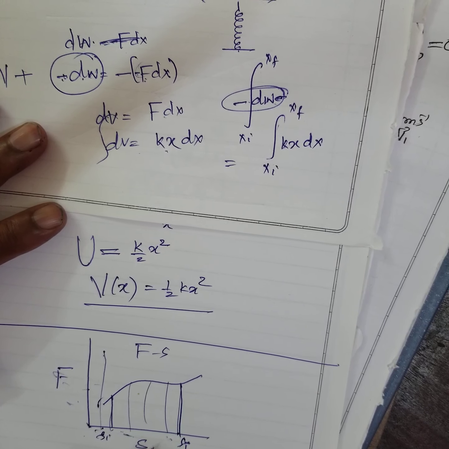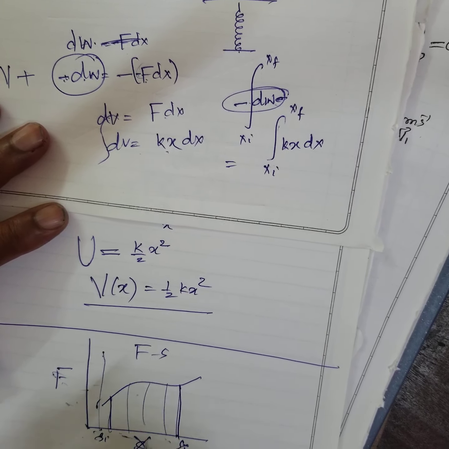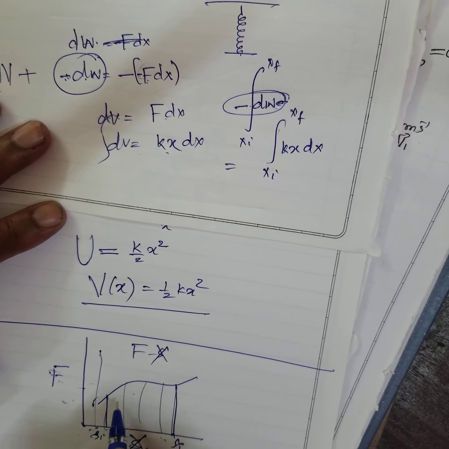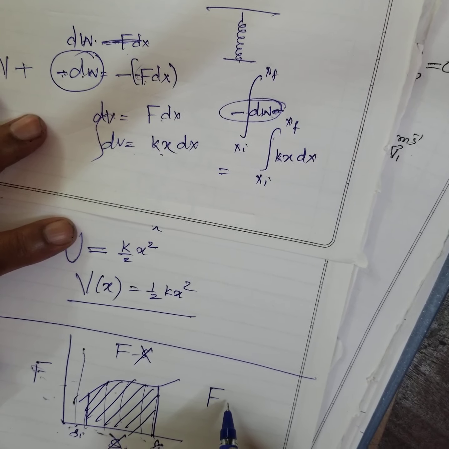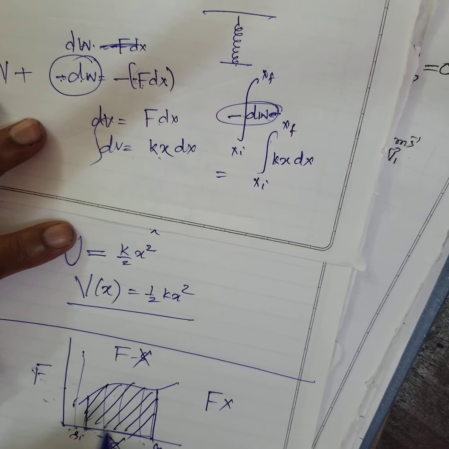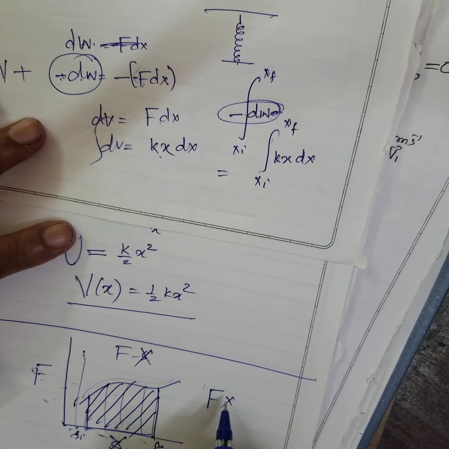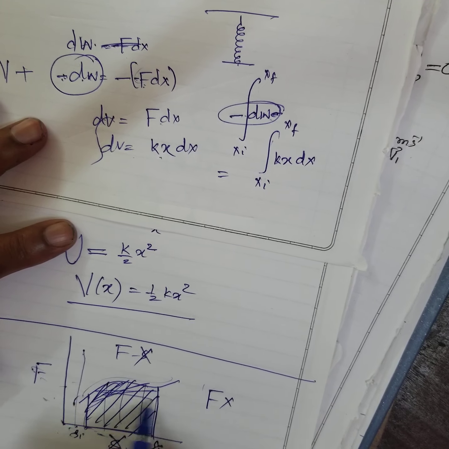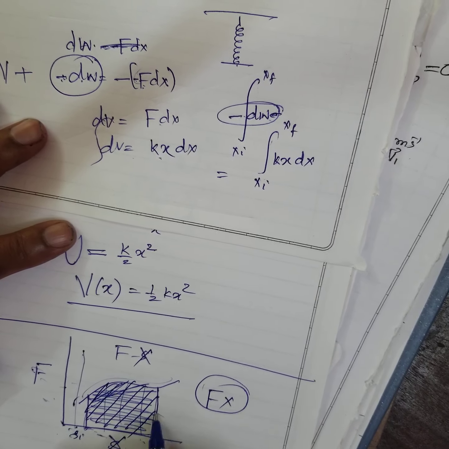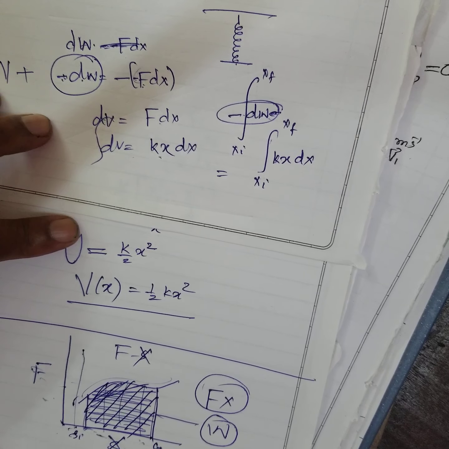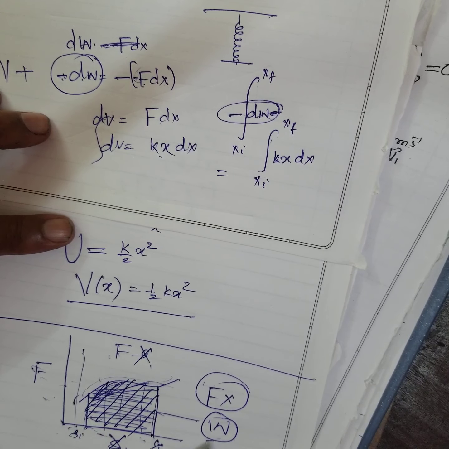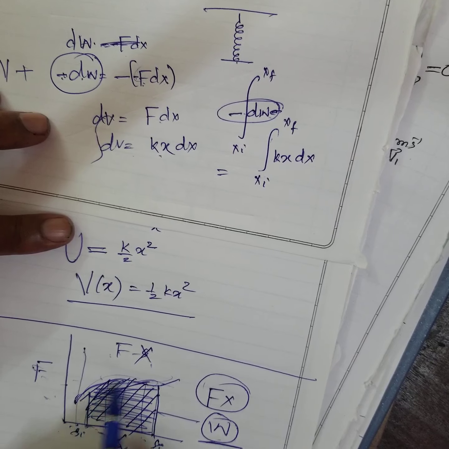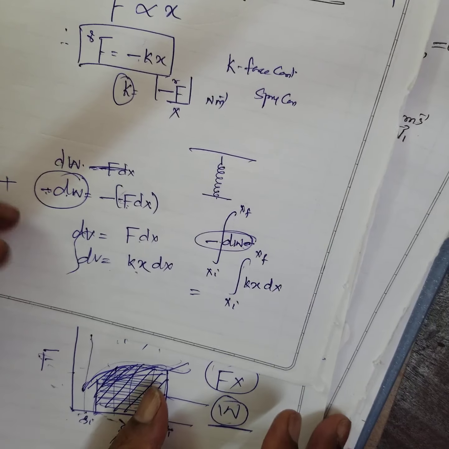Sometimes they'll write F(x), right? Then what is the area? Force F into x, integration of F dx. This is the area under this curve. The area under the curve gives work done. Therefore, the area under the force-distance curve F(x) gives work done. Just remember: area under the curve.